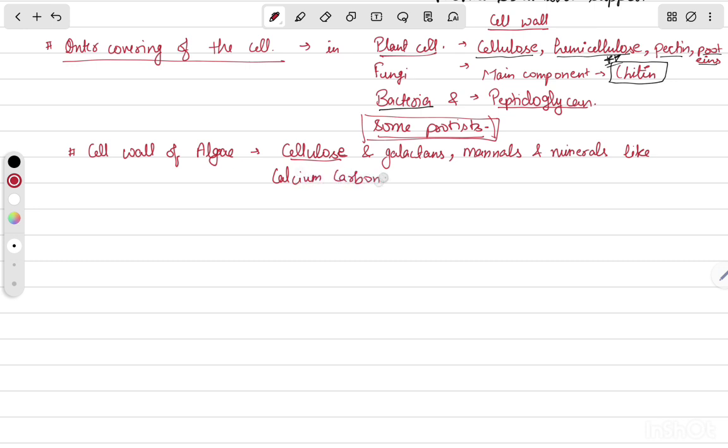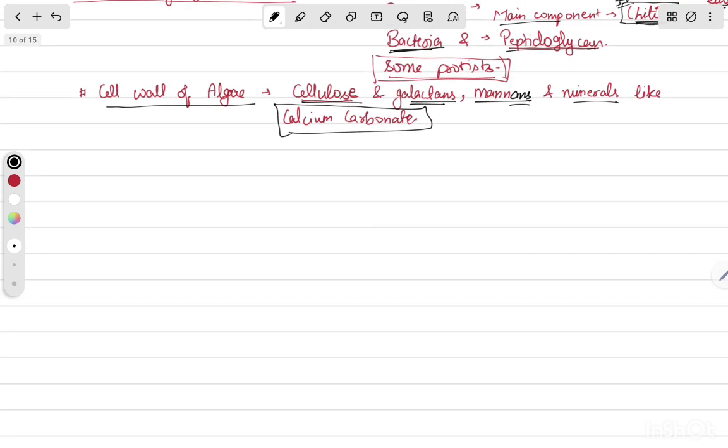So you have to remember components of the cell wall of plant cell, which is cellulose, hemicellulose, pectin, and protein. Fungal cell wall, main component is chitin. Bacterial cell wall, peptidoglycan. Algal cell wall, cellulose, galactans, mannans. There is one spelling error. Just make it correct. Mannans, right? Galactans, mannans, minerals like calcium carbonate. These are the components of the cell wall, right?